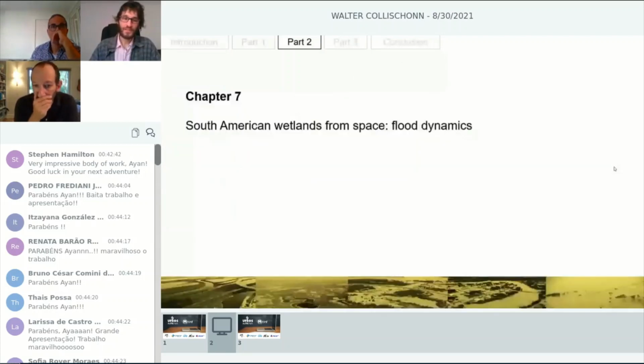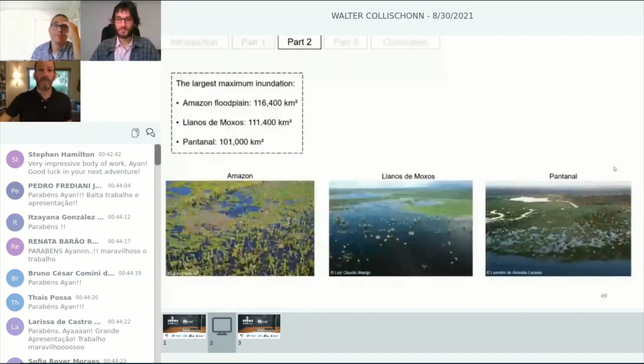And so this part has 2 chapters, and the first chapter is chapter 7 of the thesis, called South American Wetlands from Space, where we study the flood dynamics of wetlands. And so when we look at the 12 wetlands and we look for the largest maximum inundation, this is what we get. These 3 here are the largest wetlands in terms of maximum inundation in the continent, and they have each around 100,000 square kilometers of flooding every year.